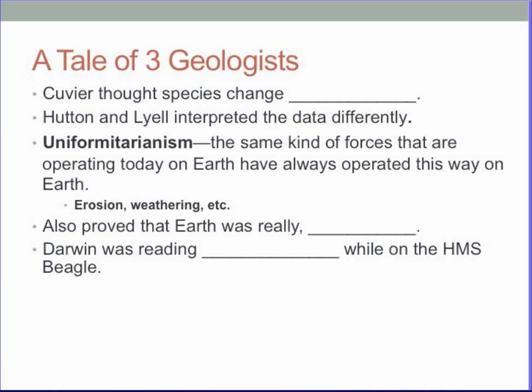So Hutton and Lyell use this idea to say, well, just because there's a gap in the fossil record, or just because there's a sudden change from this fossil to this fossil, doesn't necessarily mean that the organisms changed suddenly. It might just mean that the organisms were not fossilized and the evidence is not available. They also were able to prove that the Earth was really, really old. And when Darwin started studying evolution, he was reading Lyell's book while on the HMS Beagle and was interested in Lyell's ideas.